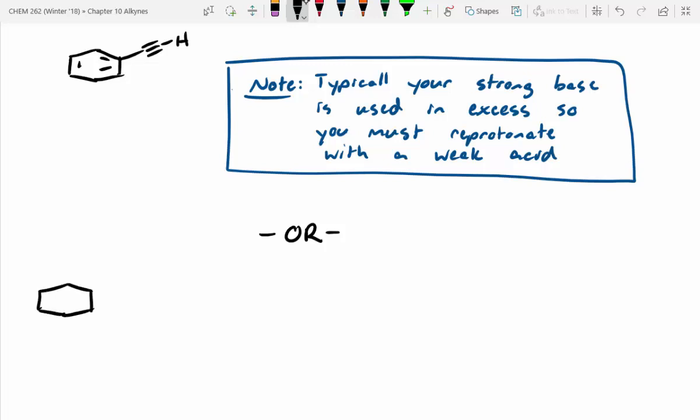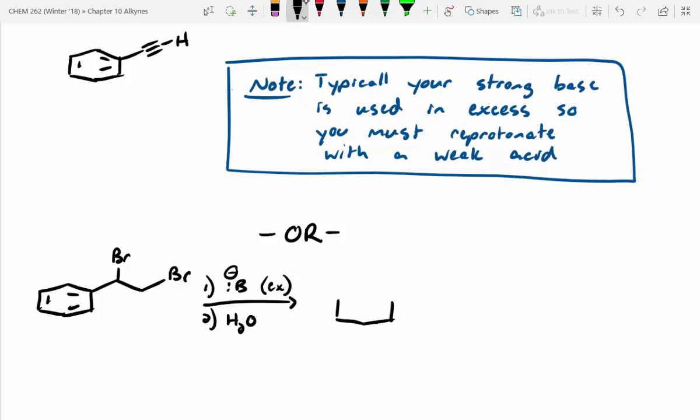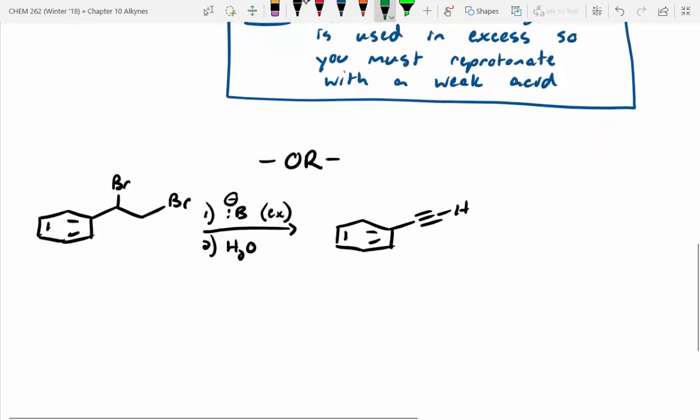You can have both halogens coming off of separate carbons. Again, we'll treat this with a strong base. That would be step 1, and I'll just write excess. And then step 2, we'll treat this with water. And when you do this, just like before, you can do a double elimination reaction in order to give you your terminal alkyne. This is a little bit different than the reaction we saw before. The only difference, though, is this time we are using a vicinal dihalide.